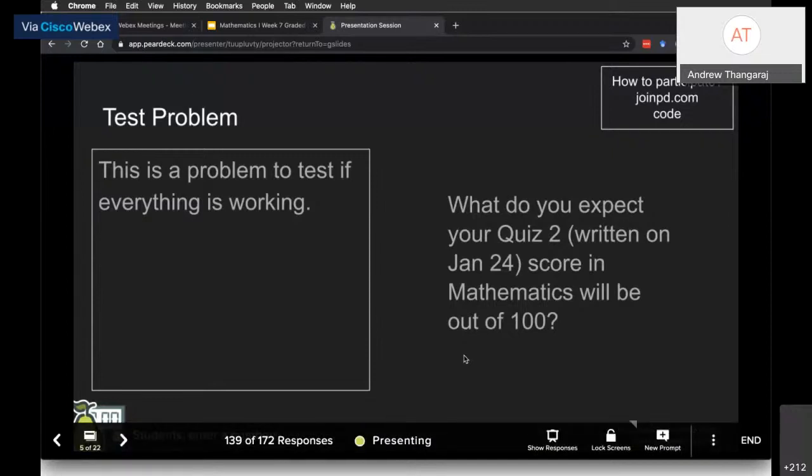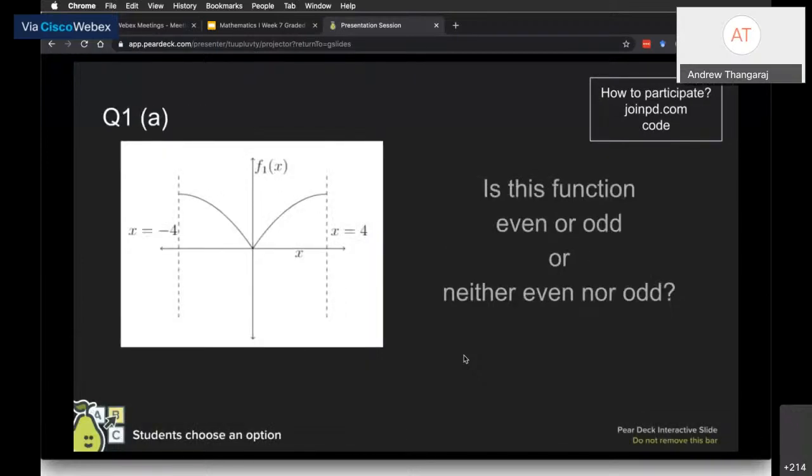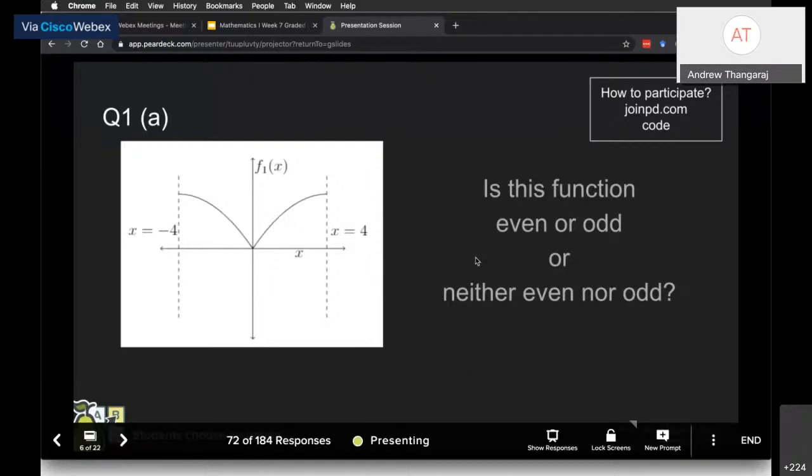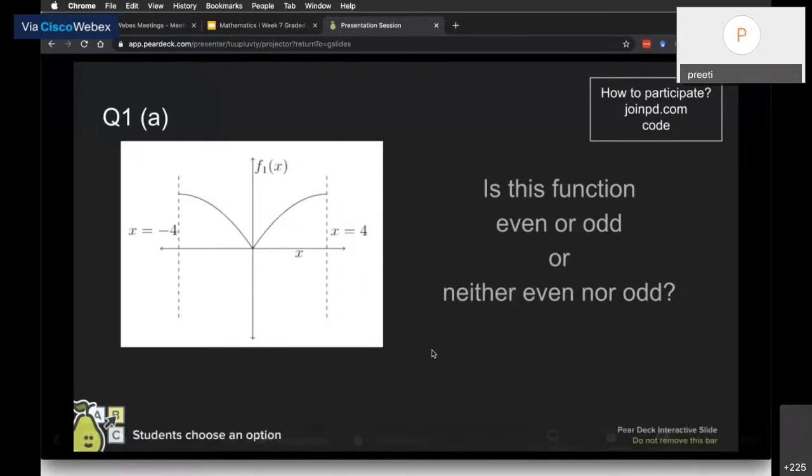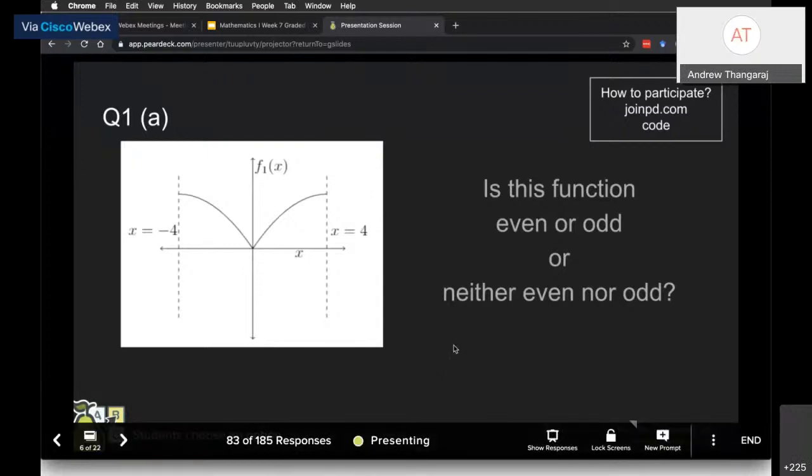Okay, so we're going to jump into the first problem. The first problem is very similar to one of the graded assignment questions. It's on even and odd functions. There's a function that you see on the screen, and it's just a rough sketch. You can sort of take it to scale and make sure that it's exact in some sense. It's given between -4 and 4. That's the function for you. And the question that is asked is: is this function even, odd, or neither even nor odd?